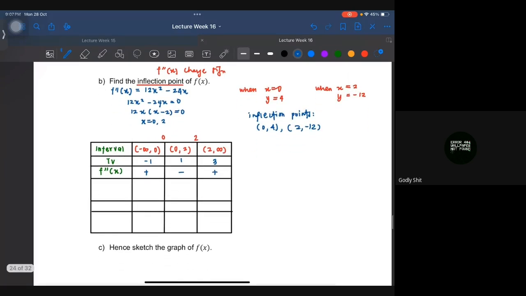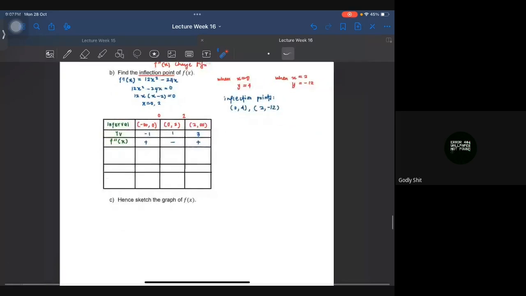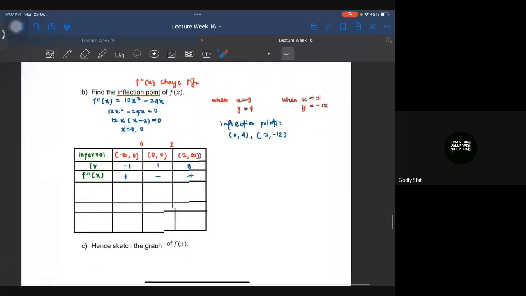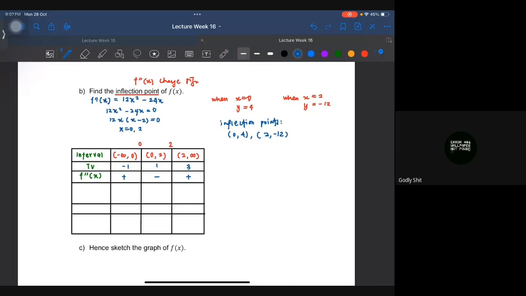Right, so jom next. Soalan kata dekat kita, hence sketch the graph of f(x). Okay, so untuk sketch the graph, kita perlu tahu dulu kita punya x dengan y intercept kita. Okay, so let's find the x and y intercept dulu. Saya nak buat dia dekat sebelah kanan dekat sini. X dengan Y intercept. Okay, sikit lagi guys. Please bear with me. Okay, so X intercept is when Y equal to 0.